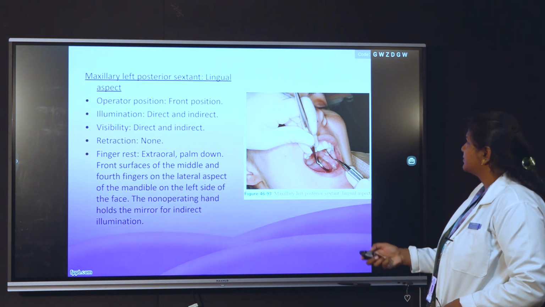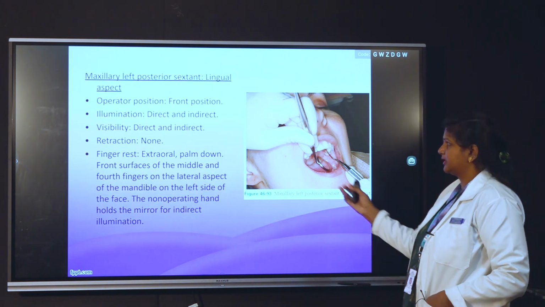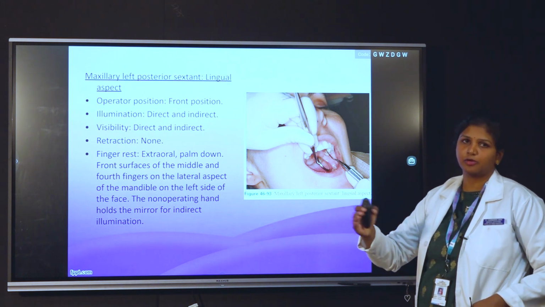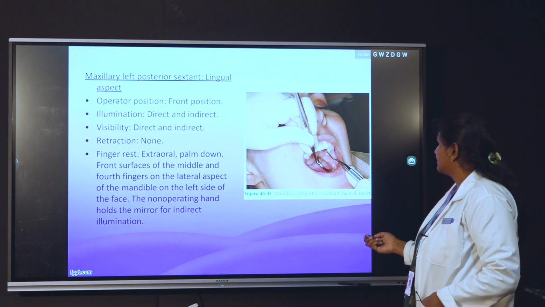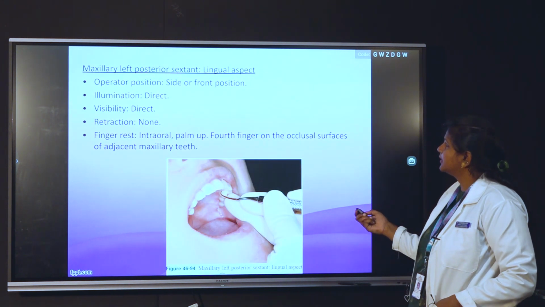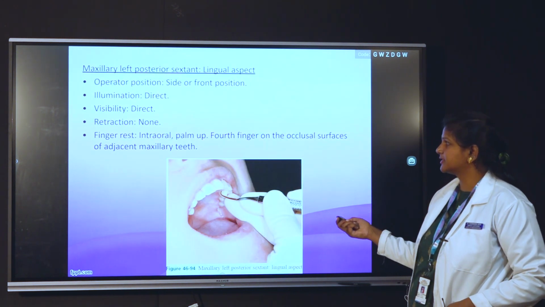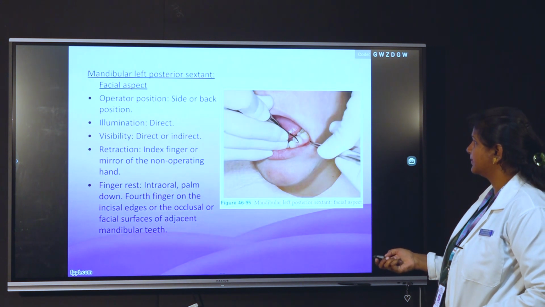And maxillary left posterior sextant and lingual aspect, that is the palatal aspect, the operator should be on the front side, and the finger rest is extraoral and palm down. And again, if you are working on the posterior sextant lingual side of the maxillary, then intraoral and palm up.